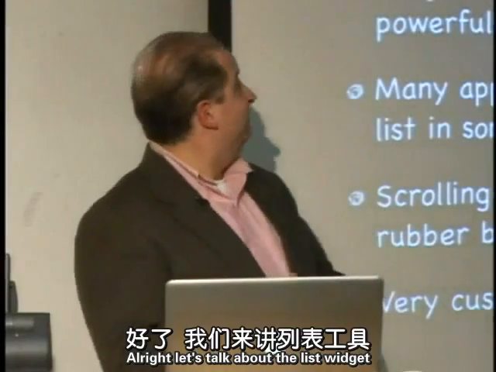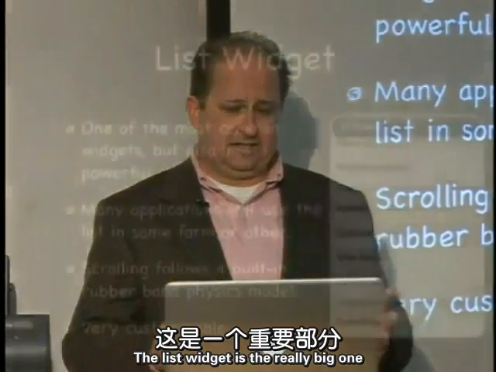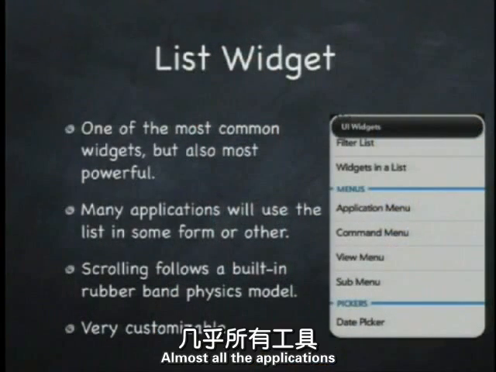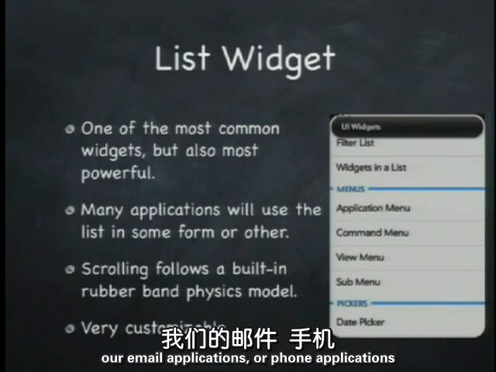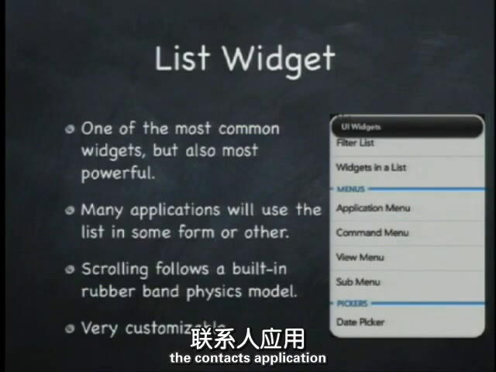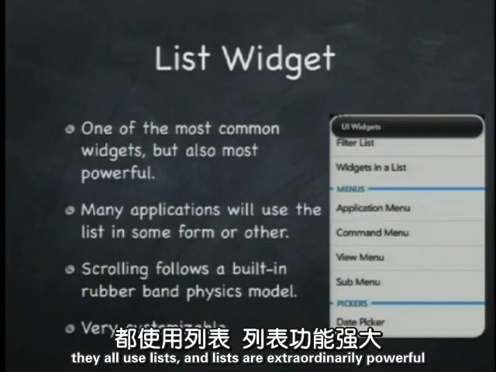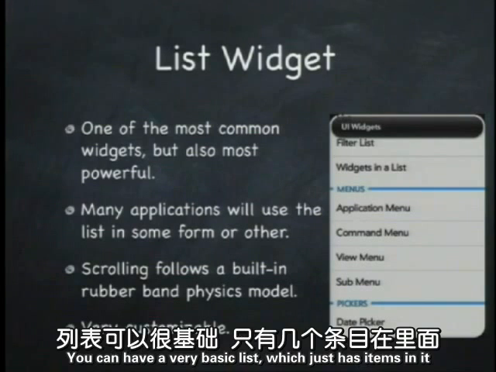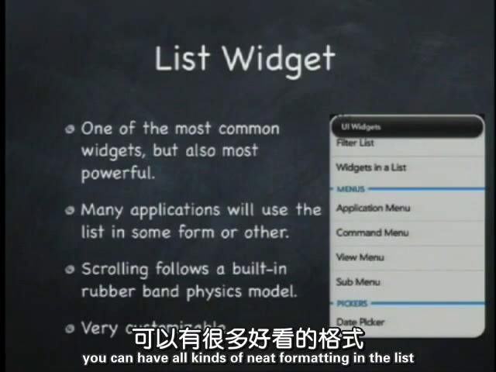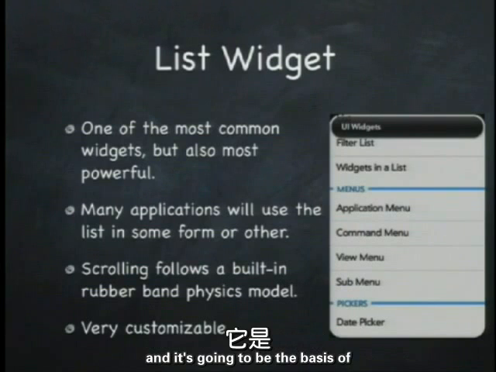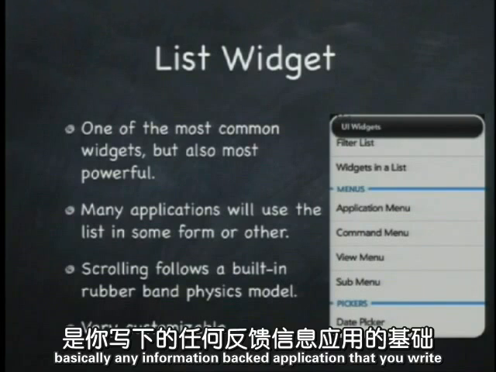All right, let's talk about the list widget. The list widget is the really big one. Almost all of the applications that you'll see for any sort of information management, our email application, the phone, the contacts application, they all use lists, and lists are extraordinarily powerful. You can have a very basic list which just has items in it, but you can also reorder things in a list. You can have all kinds of neat formatting in the list. And it's going to be the basis of basically any information-backed application that you write.